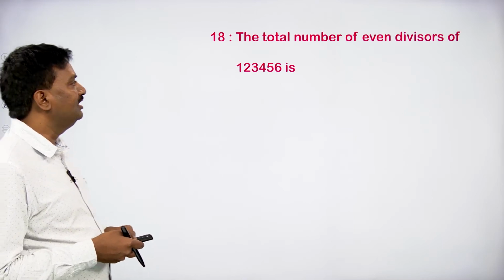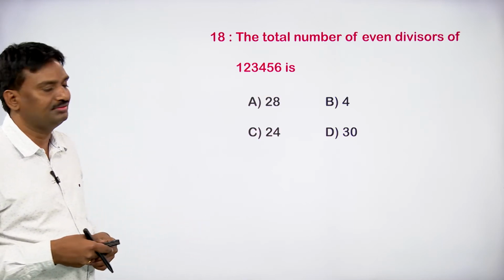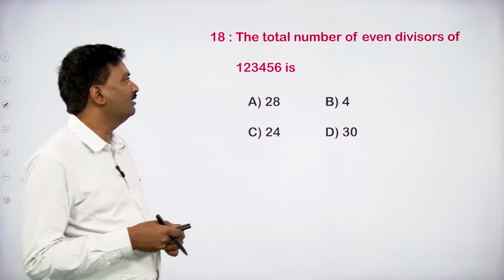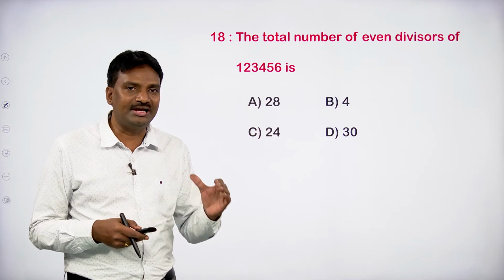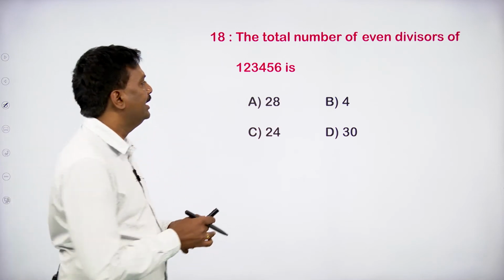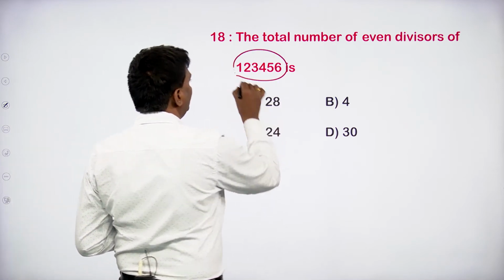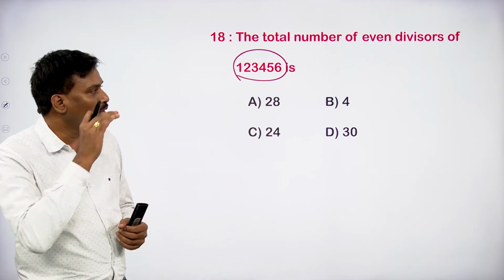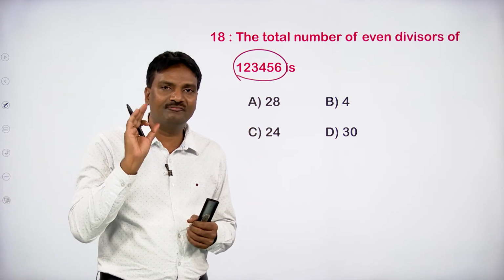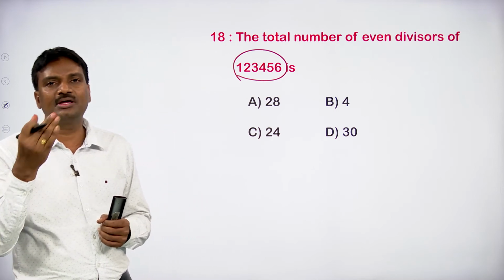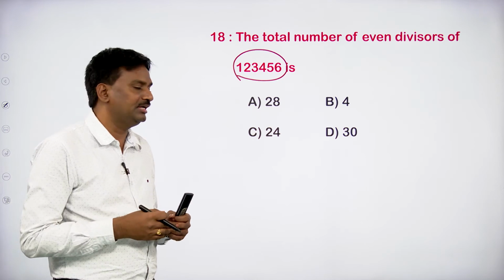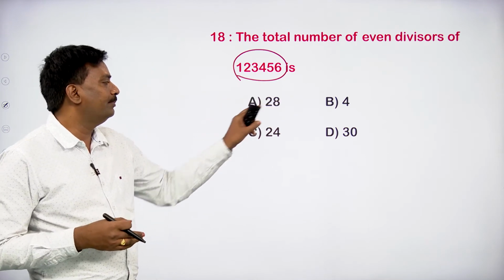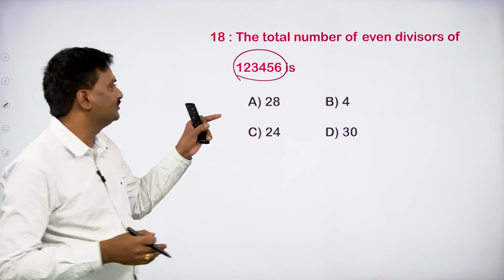The total number of even divisors of 123456. This problem is also related to the given passage only. Here the given number is 123456, and here also we have to express the given number as the product of prime factors. The options are given as A 28, B 4, C 24 and D 30.